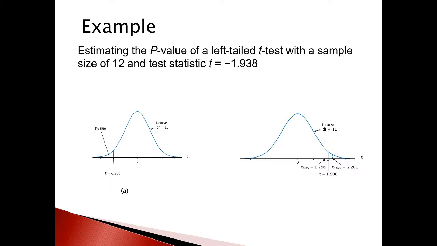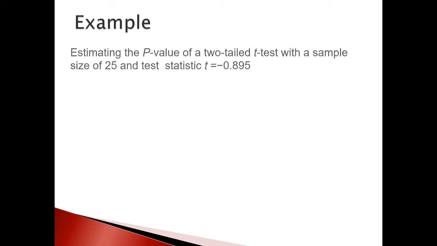We need two t values. One is t 0.05 equals 1.796, and we need another value, that is t 0.025 equals 2.201. And from figure B we can see that the area under the t curve to the right of 1.938 lies between 0.025 and 0.05. Now on the next slide we're going to see another example.